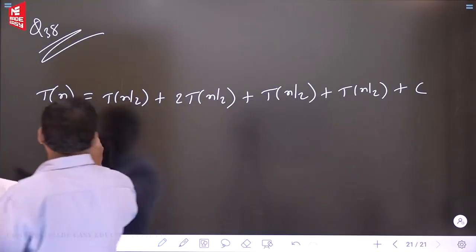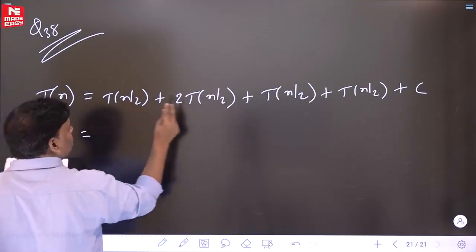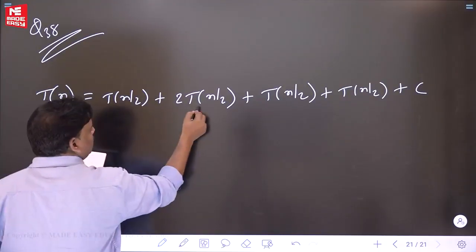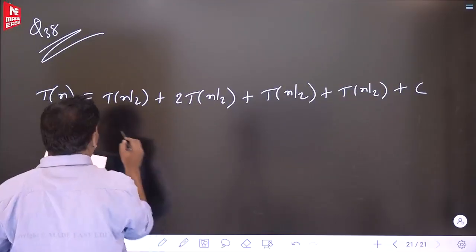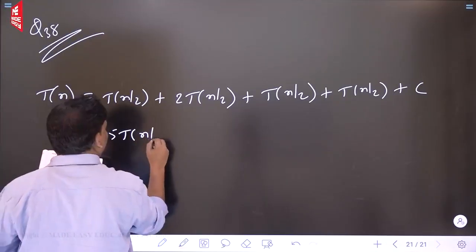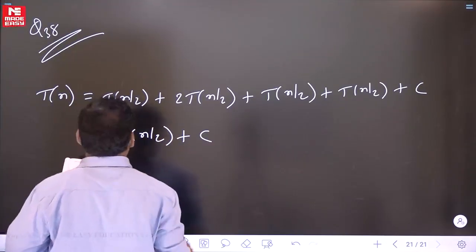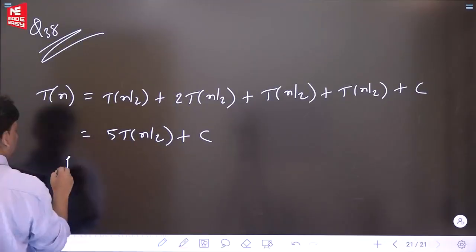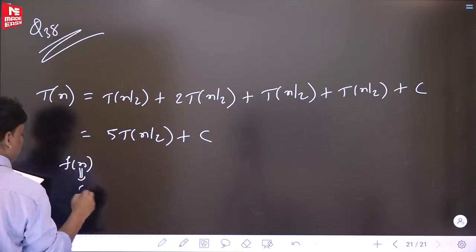If you solve this one, how many function calls? 1, 2, 3, 4. I think 5 function calls. 1, here 2, there 1 more 2. Totally 5. So 5T(n/2) plus C. Using the master theorem, let me solve. What is f(n)? C.